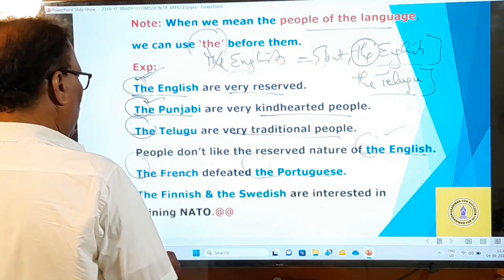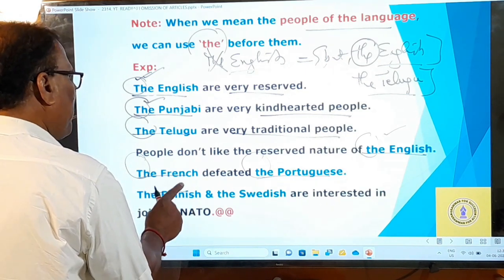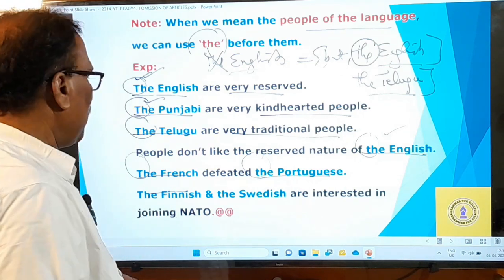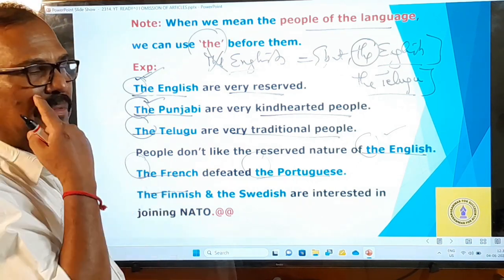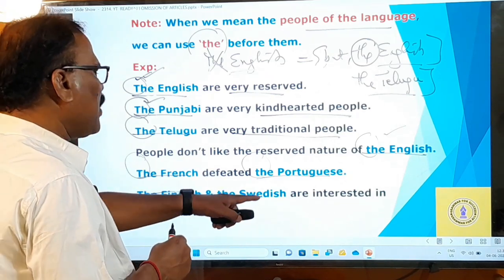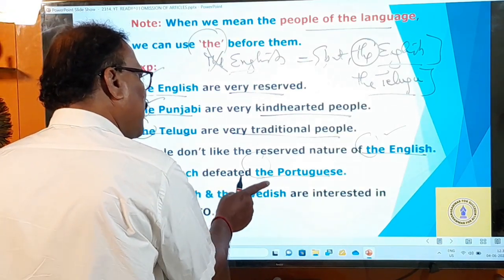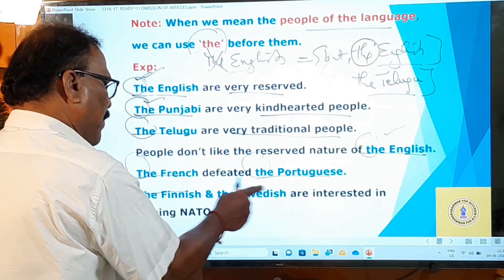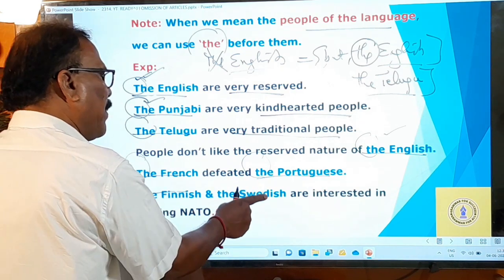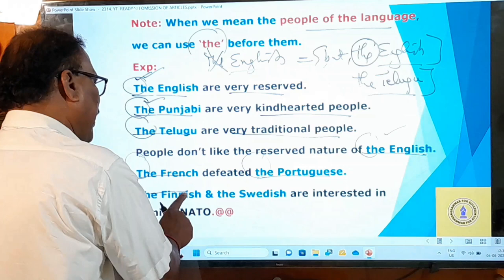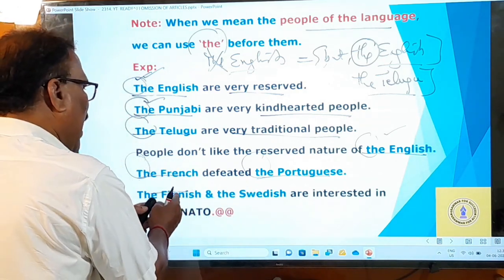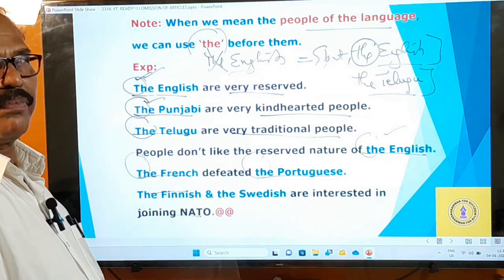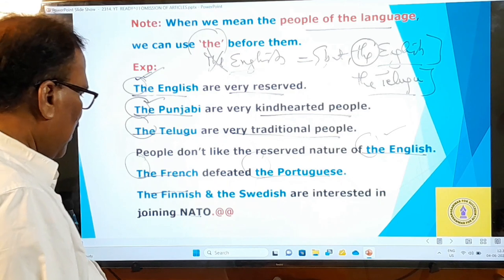And one more important, the Finnish means the people speaking the Finnish language. That means because of Finland. Finnish means Finland. Swedish means Sweden, the people speaking that Swedish language. So the Finnish and the Swedish, that means the people of Finland and the people of Sweden are interested in joining NATO. Right? Very clear, very interesting, right?